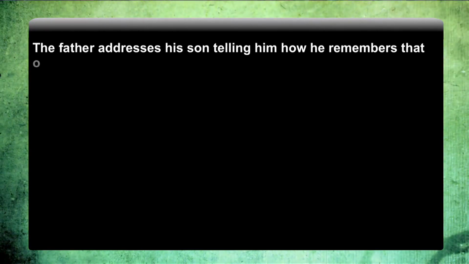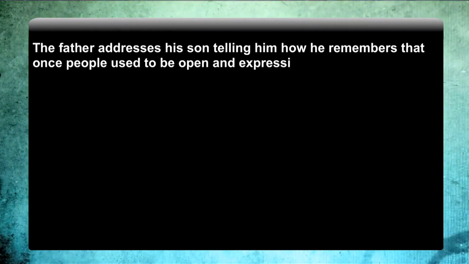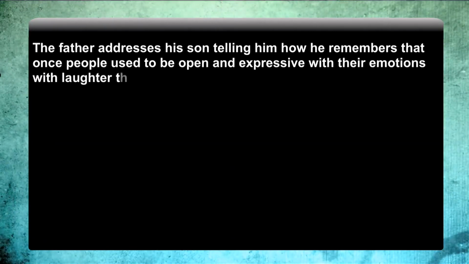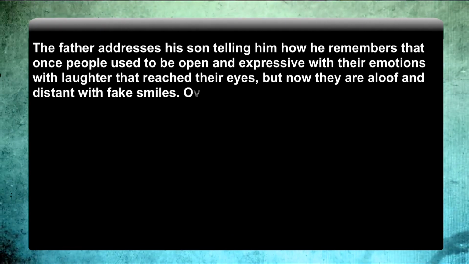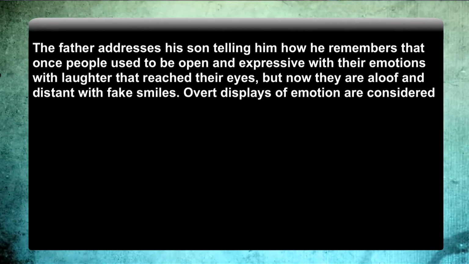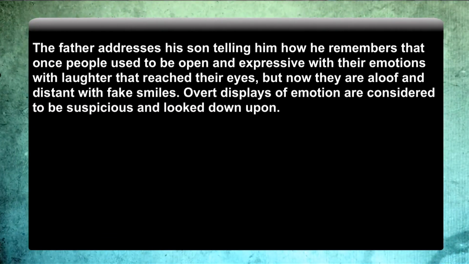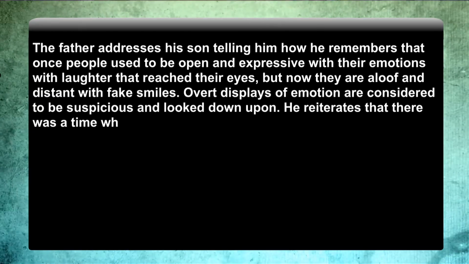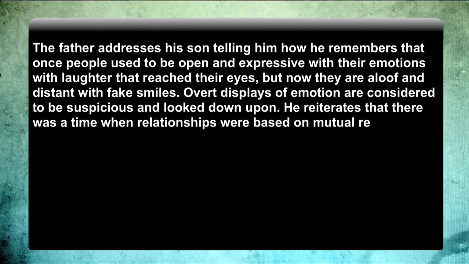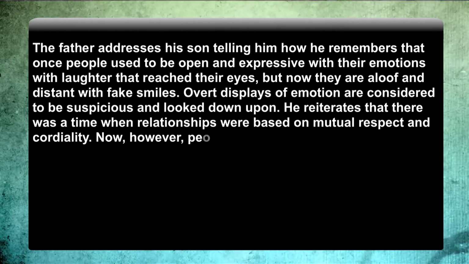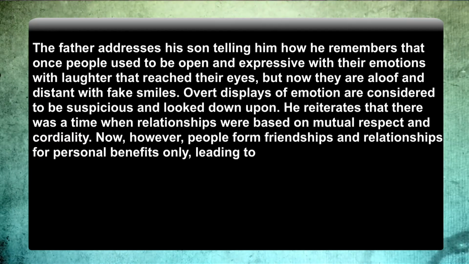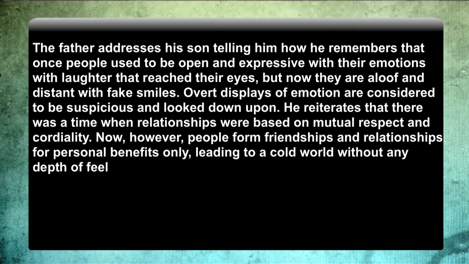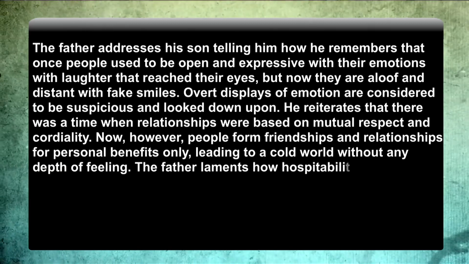The father addresses his son, telling him how he remembers that once people used to be open and expressive with their emotions, with laughter that reached their eyes, but now they are aloof and distant with fake smiles. Overt displays of emotions are considered to be suspicious and looked down upon. He reiterates that there was a time when relationships were based on mutual respect and cordiality. Now, however, people form friendships and relationships for personal benefits only, leading to a cold world without any depth of feeling.